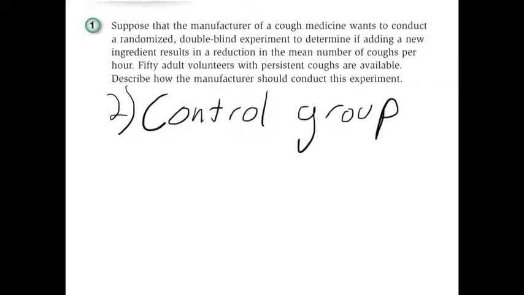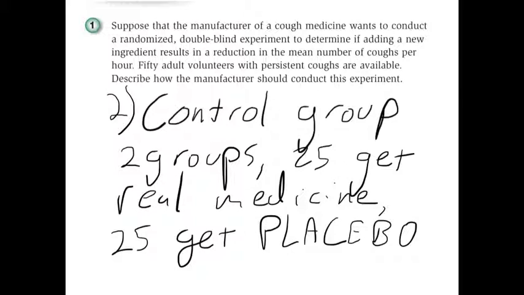So neither the subjects nor the evaluators would know who was in the control group and who was in the treatment group. In the two groups, 25 get the real medicine and 25 get a placebo. The placebo is something that looks and tastes and smells and everything identical to the other substance, so that nobody knows what they're getting except somebody that's not even in the room. That's what makes it a double-blind experiment.